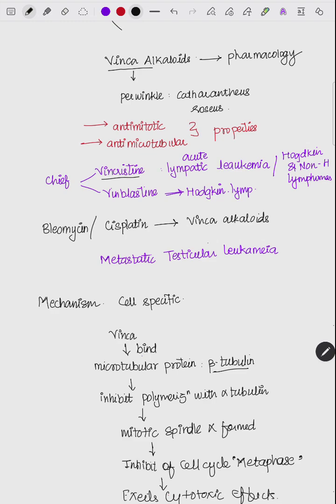So Vinca alkaloids bind to microtubular proteins, that is beta tubulin, and inhibit the polymerization with alpha tubulin. The mitotic spindle is not formed. It inhibits the cell cycle at metaphase, or the M phase, and exerts the cytotoxic effect.